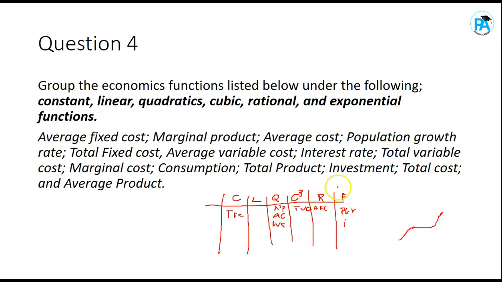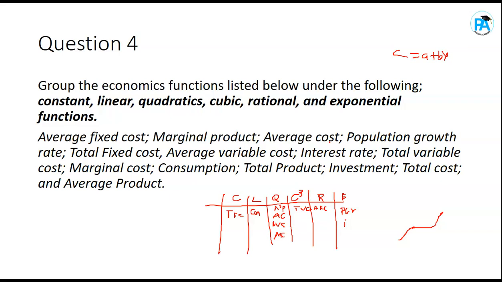Then, let's go to the next one. Marginal cost, MC, is also quadratic. Then the next one, consumption. Consumption function is a linear function. You see, consumption will be like C equals A plus BY or BYD. It's a linear function. Consumption is linear.